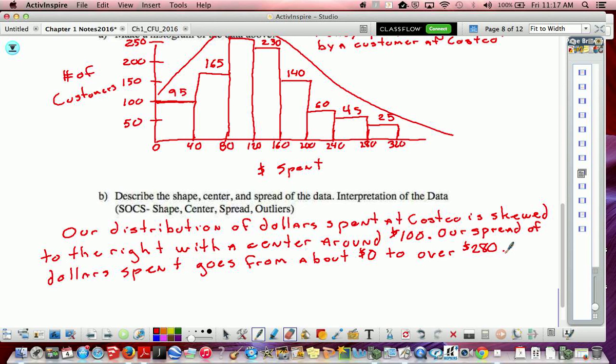Now notice how I put about $0. I don't know if there was any customer that didn't spend anything. They're just going for the free samples. Right? There are people that do that.